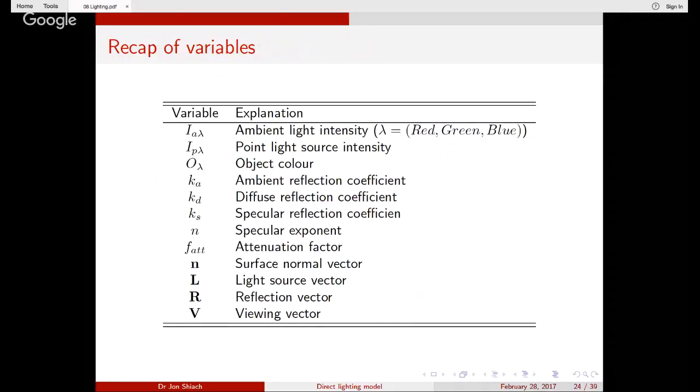The K's are just numbers between 0 and 1, Ka, Kd, Ks. Those are your tuning variables, so how you want your object to look. N is your specular exponent, how much light you want reflected off your object. FATT, the loss of light over space. N, L, R, and V: normal, light vector, reflection vector, view vector, respectively. So even though you've got lots of these, it's not too difficult to remember what they are.